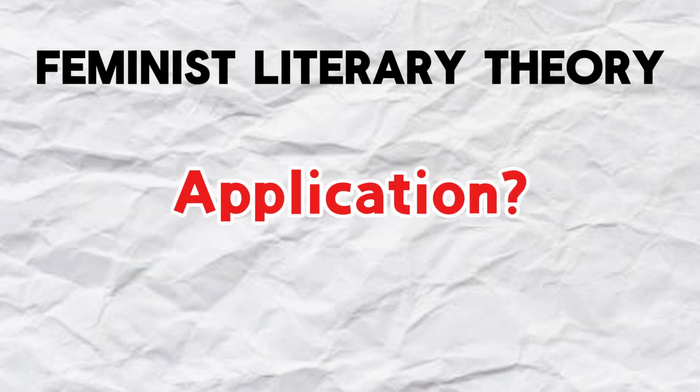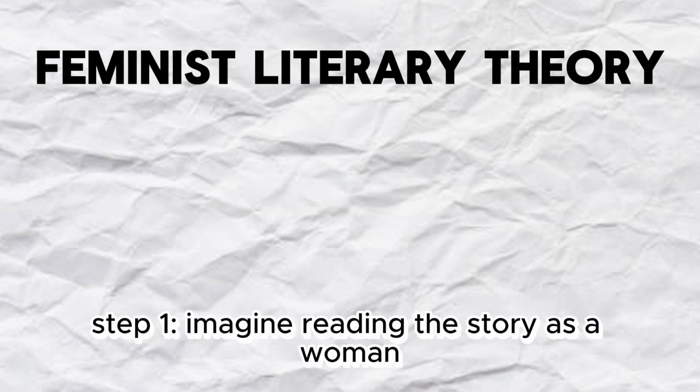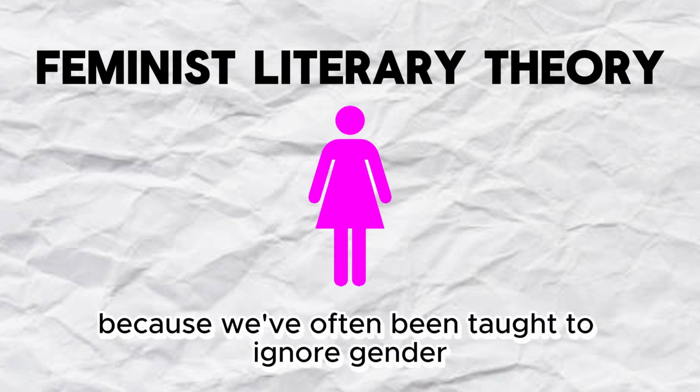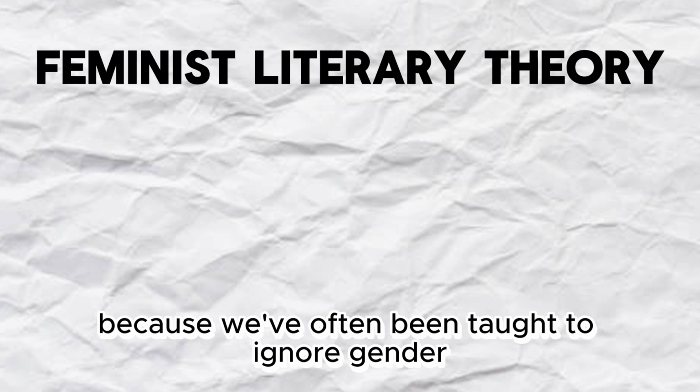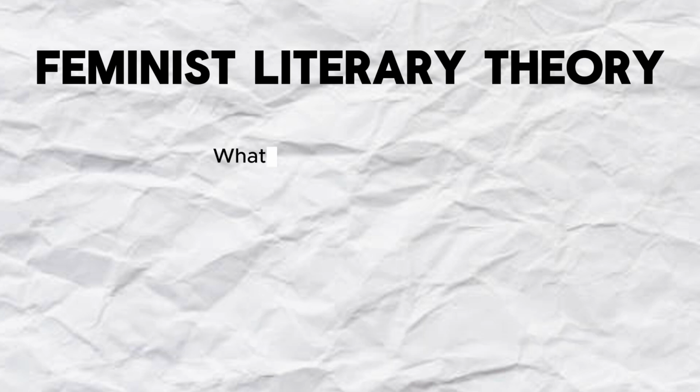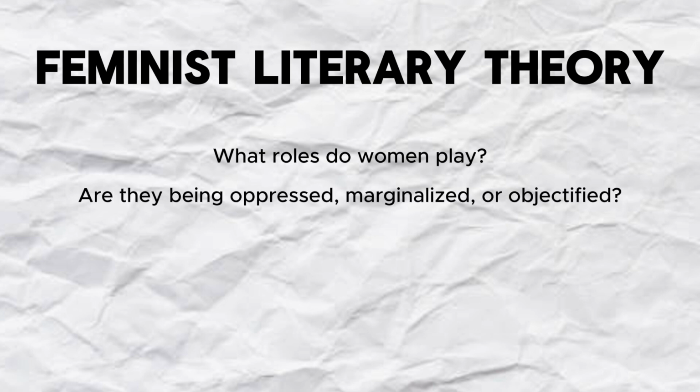Okay, now how do we apply this theory when reading a book or play? Step 1. Imagine reading the story as a woman. Even if you are female, this can be tricky because we've often been taught to ignore gender. Next, ask yourself a few questions. What roles do women play? Are they being oppressed, marginalized, or objectified? Are there stereotypes or sexist ideas?